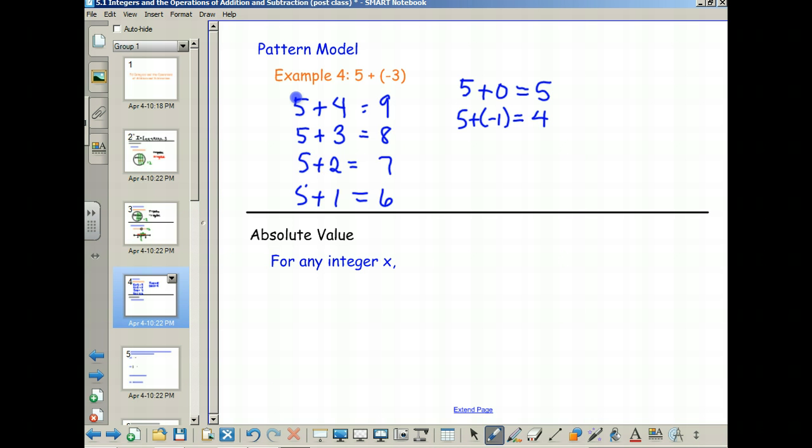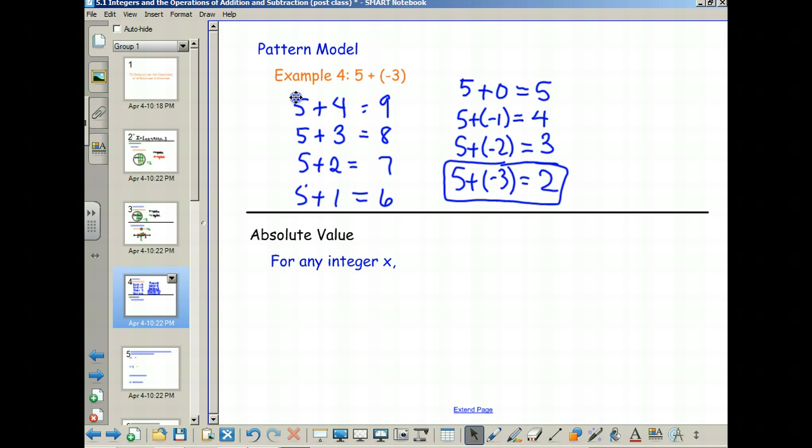So I have 5 plus -1, -2, and I get 1 less, -3, which is the one I was wanting to get, and I get 2. And once I get to where I was wanting to get, I'm actually done. And so by a pattern analysis, this is 2.